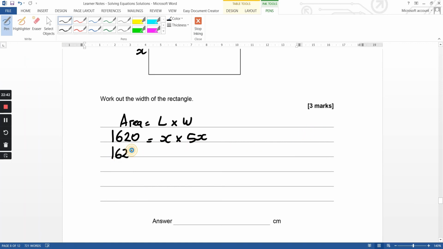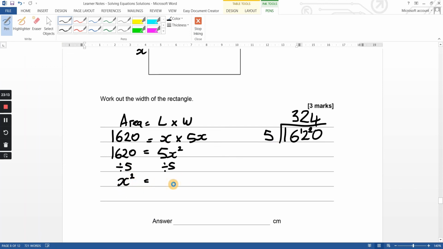So x times 5x is 5x squared. Let's divide by 5 to both sides. Again, let's assume this is on a non-calculator paper. Five into 12 is twice, remainder 2. And that's 4. So I'm going to write it the right way around. So x squared equals 324.